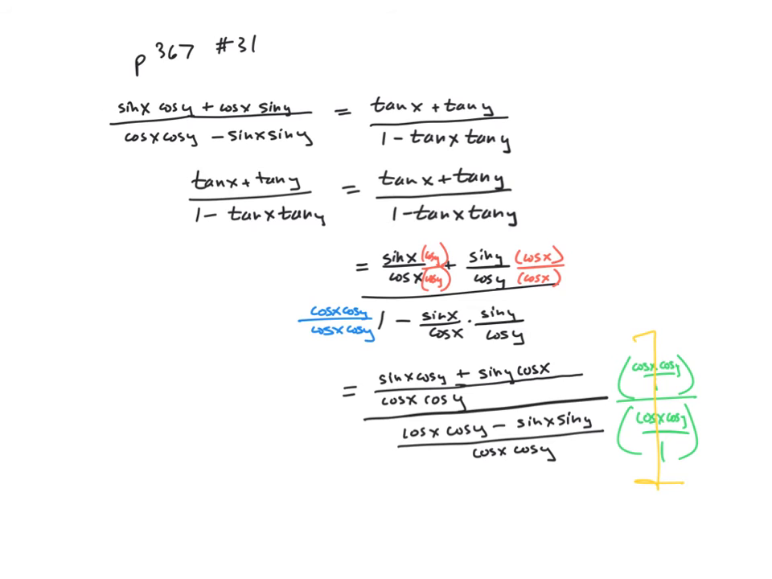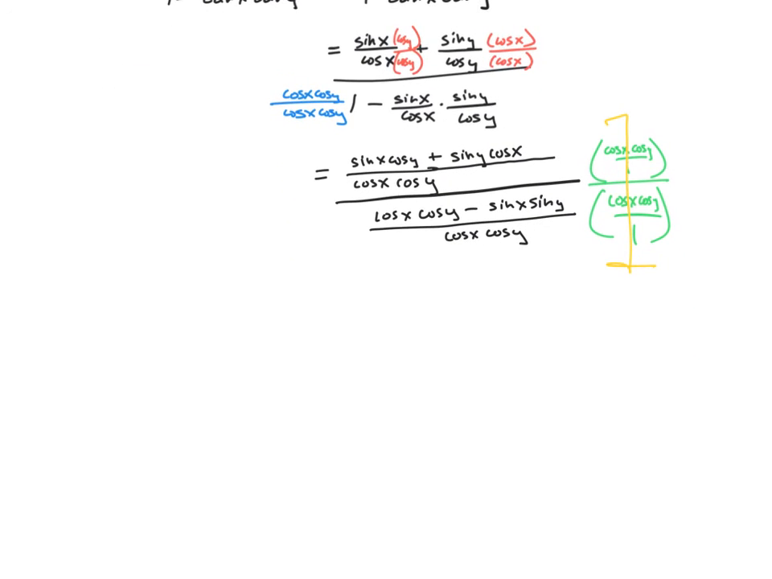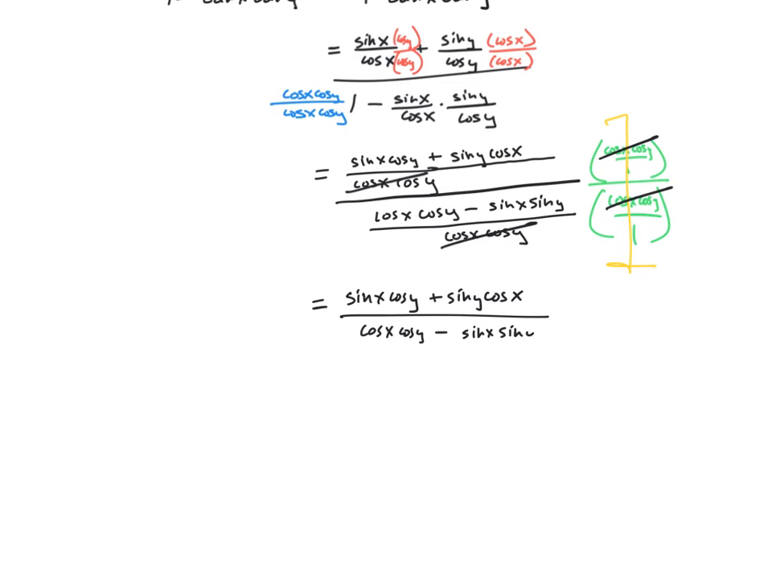But look what happens when I multiply. This is going to cancel that, and this is going to cancel that, and what's left is my final answer, which is the sine of x cosine of y plus the sine of y cosine of x all over the cosine of x cosine of y minus the sine of x sine of y.